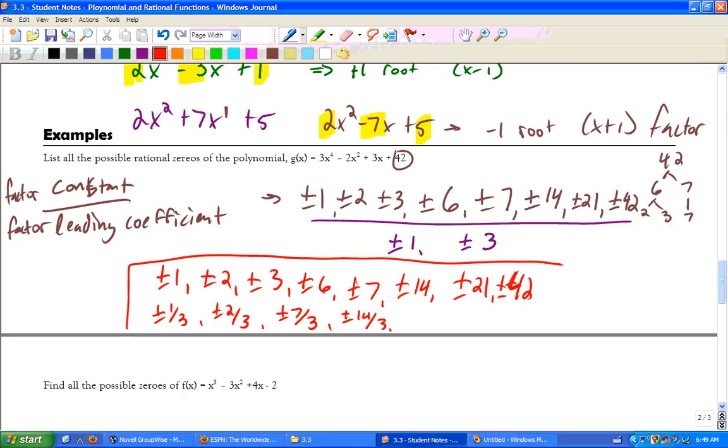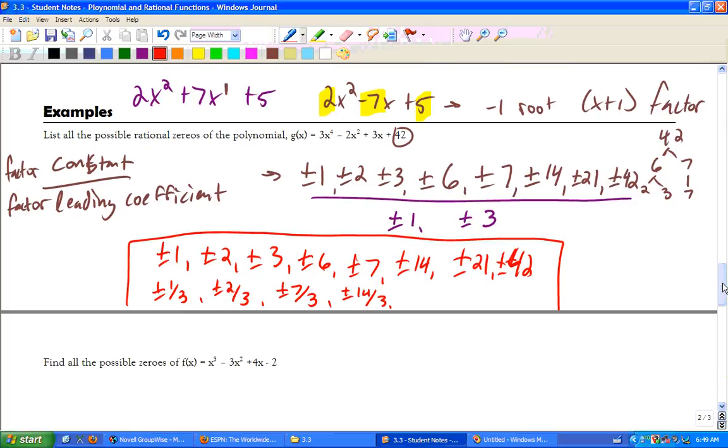So this is the list of all of the possible rational zeros of the polynomial g of x. Again, the reason that this helps us is it narrows down our search. It doesn't look like it narrows it down, but it really will help us narrow down our search when we're looking for things to factor.